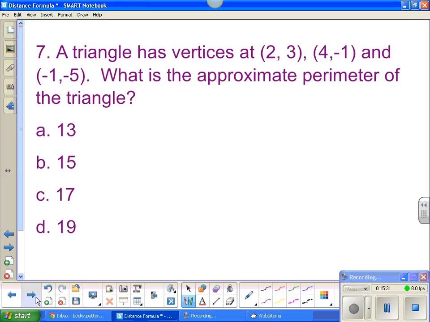Different numbers. The triangle has vertices at 2, 3, 4, -1, and -1, -5. What's the approximate perimeter of the triangle? So perimeter means distance. Triangle means I'm going to have all three sides. So the first one, I'm going to do the distance between the first two.